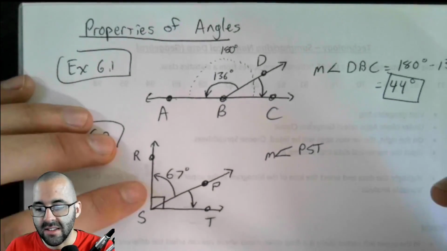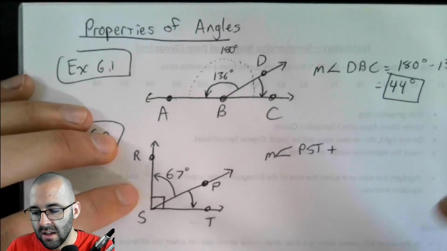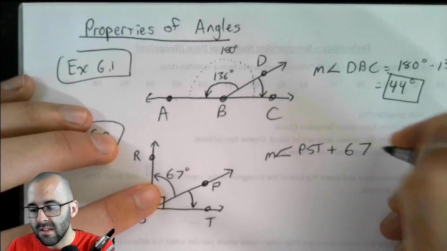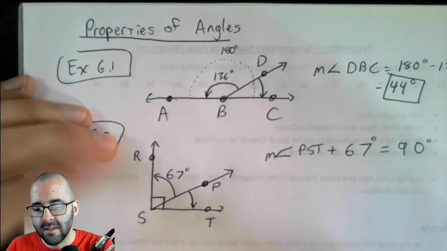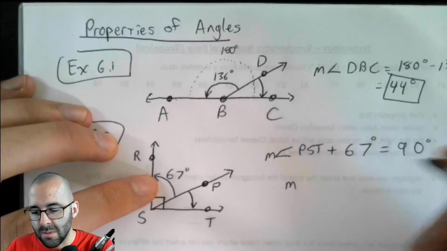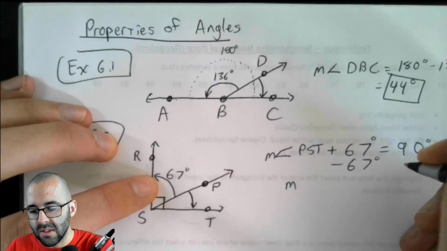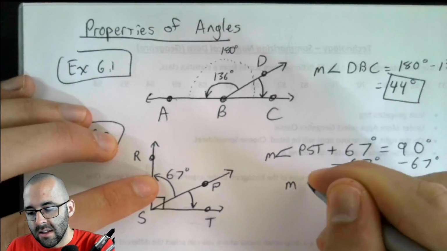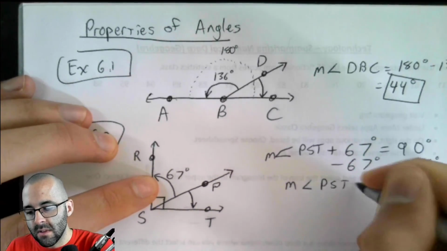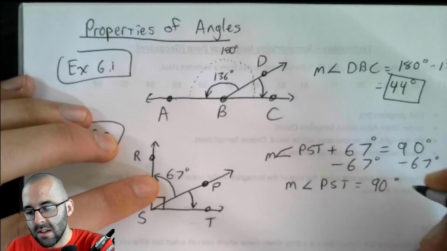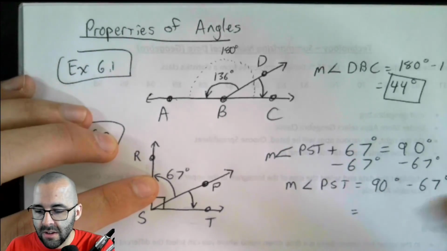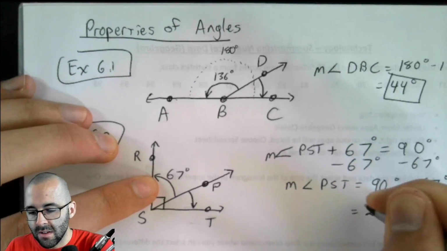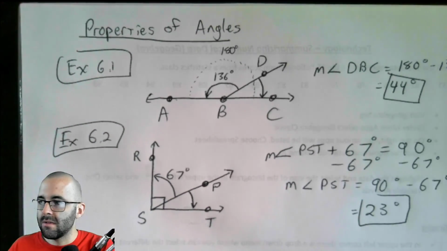The measure of angle PST, this is another way of phrasing it. There's a lot of ways of phrasing this. Plus 67 is going to equal 90 degrees. Or we can subtract 67 degrees from both sides and get that the measure of angle PST is equal to 90 degrees minus 67 degrees, which you can use a calculator, should be 23 degrees. Okay, and there we go.